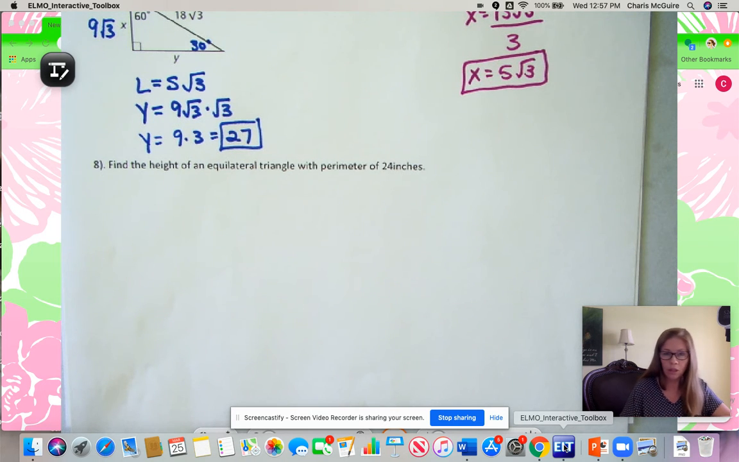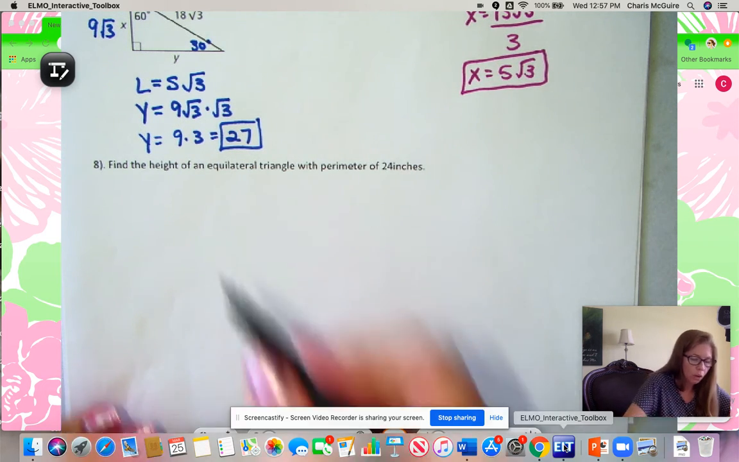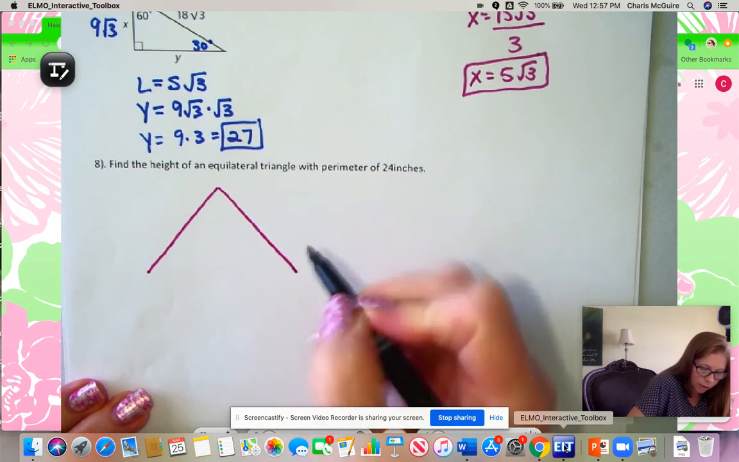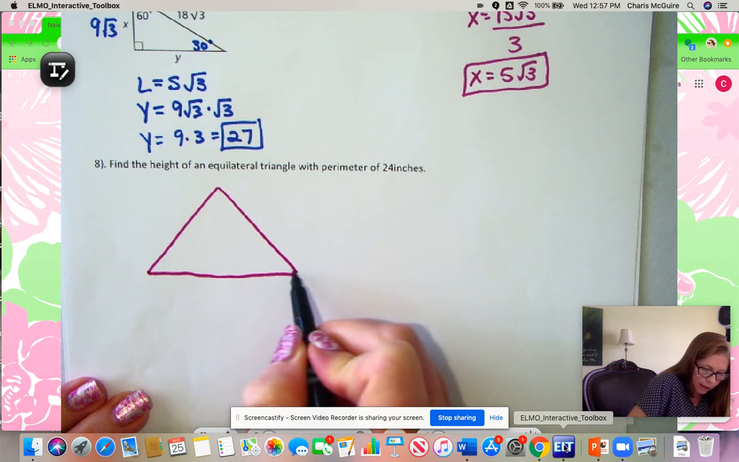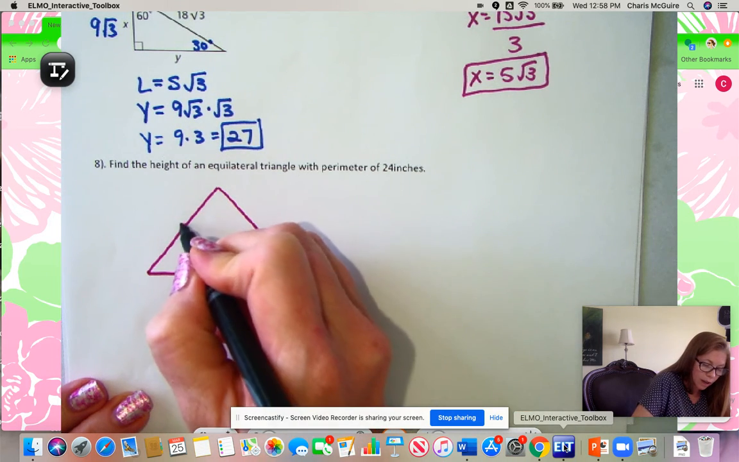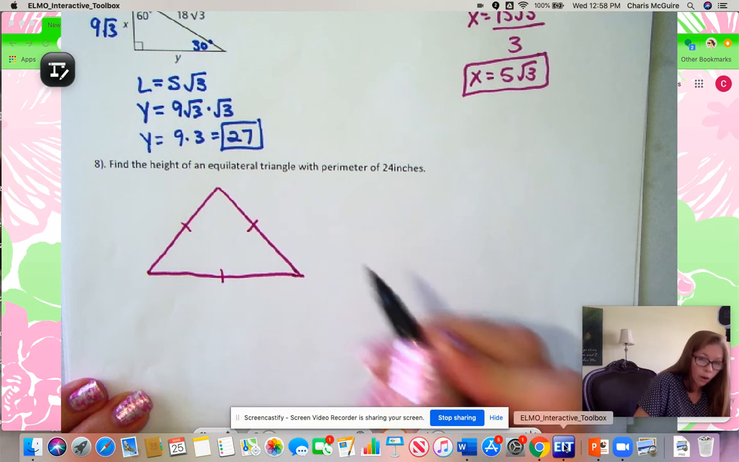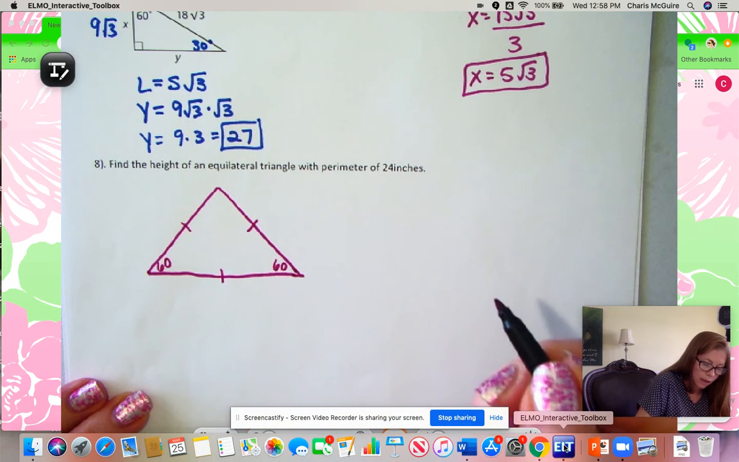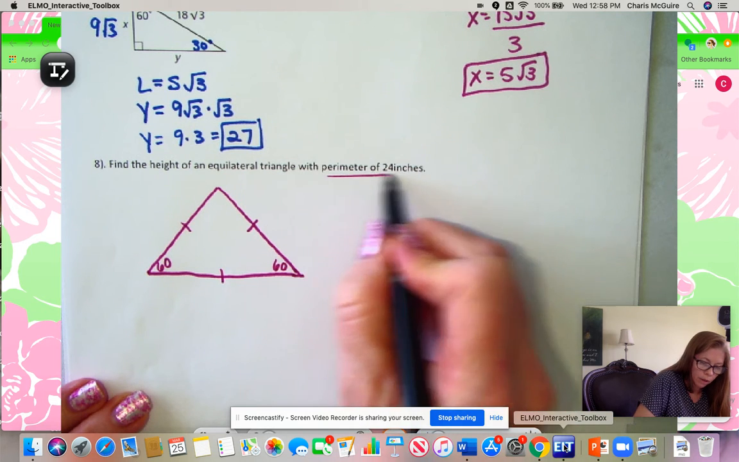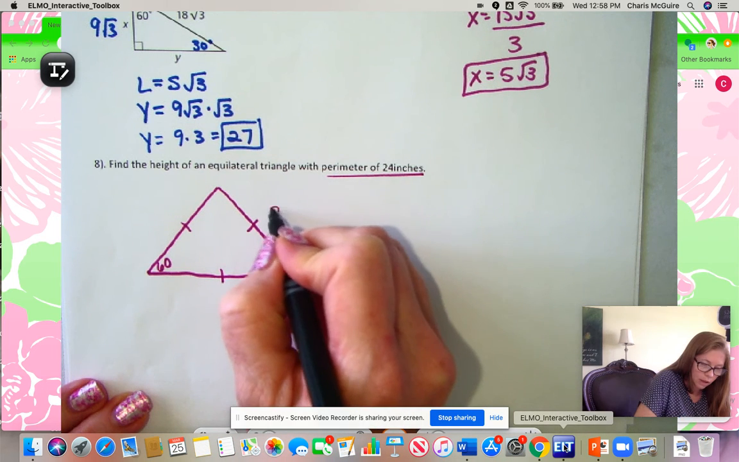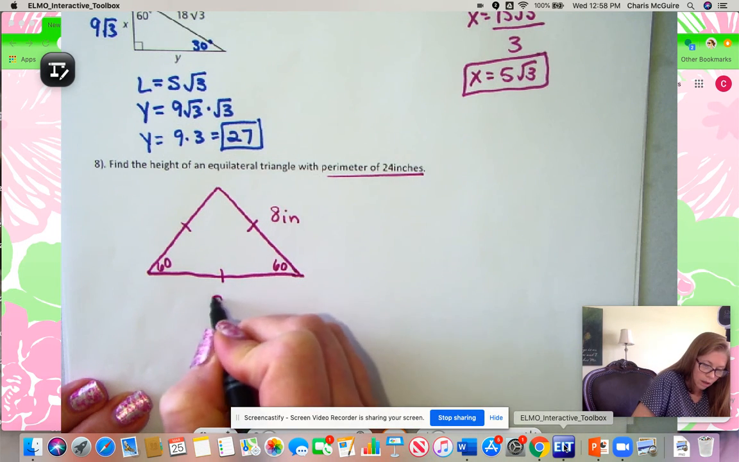So let's draw a picture together. An equilateral triangle. And we started off with this example. Dag, that's a great triangle, Mrs. McGuire. All right, so all of the sides are congruent, and all of the angles are 60. And if my perimeter is 24, I'm going to divide that up equally by 3. So that means I have 8 inches on every side.